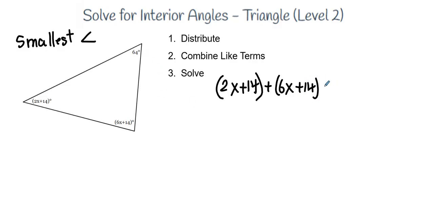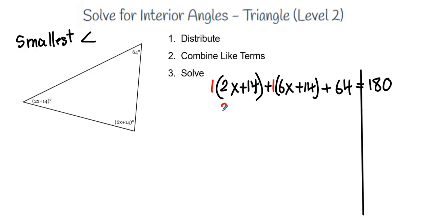And then the third angle, which is 64, and that has to add up to 180 because we know that a triangle's interior angles have to add up to 180. Okay, I'm going to draw my vertical line just to keep myself organized, and then I'm going to distribute. Remember, you can always put the number 1 in front of here, and if I distribute 1 through the parentheses, that's just going to simplify to 2x plus 14. Similarly, distributing 1 through those parentheses is going to leave me with 6x plus 14.